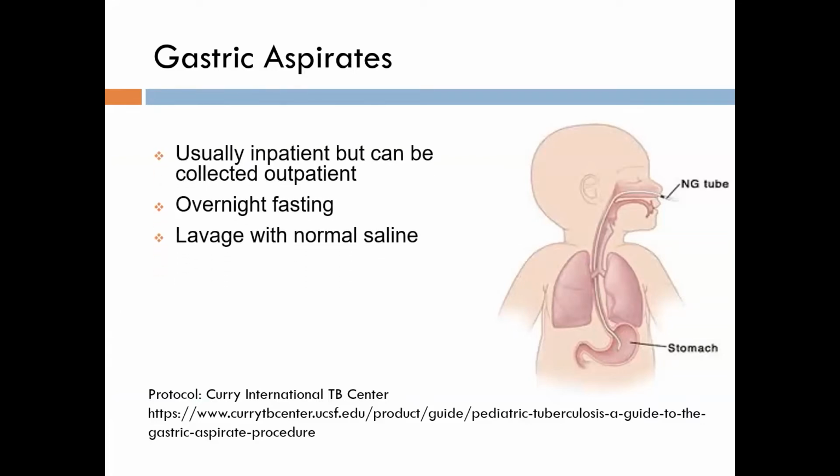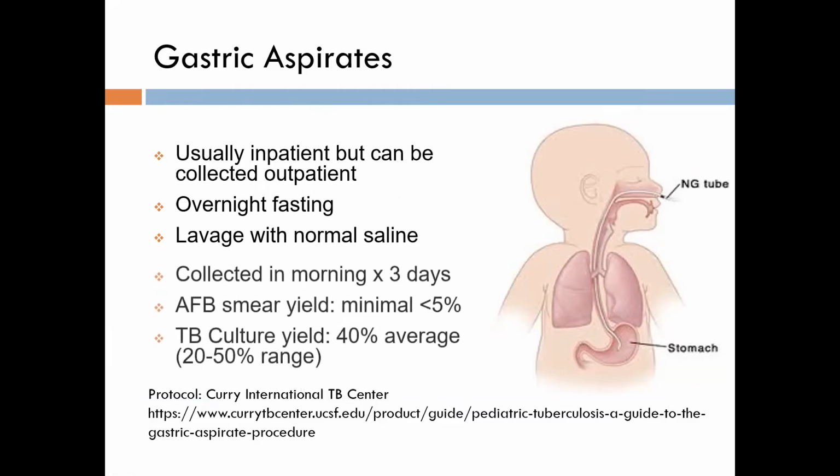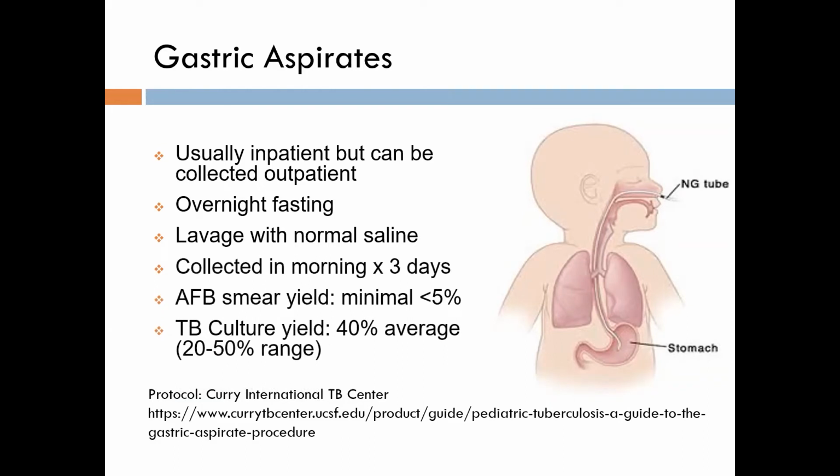Usually we do this as an inpatient procedure, but it can be done as an outpatient. It requires overnight fasting, and we lavage with normal saline. If you collect 3 early morning gastric aspirates, almost always our AFB smears are negative just because of the children having the paucibacillary disease, but we do get a positive culture in around 40% of patients. The literature shows a range of around 20 to 50%.